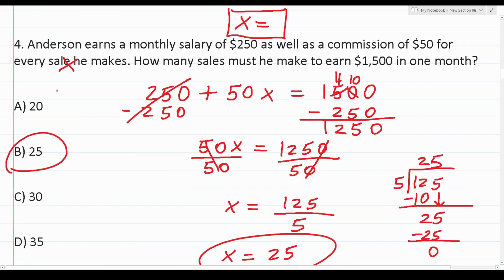All right, so you do have to get good at converting word problems into algebraic expressions. If I'm not mistaken, we're going to see at least another example of this one in today's video. All right, so that's that one.